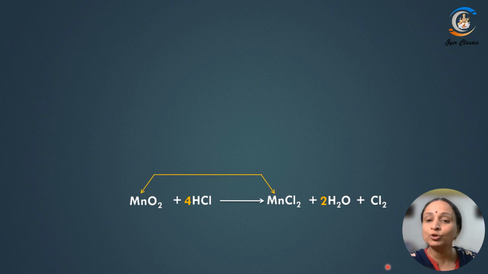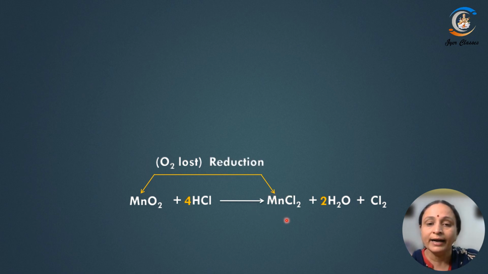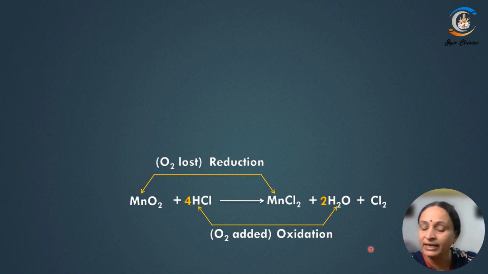And now I'm going to talk about the oxidation as well as the reduction. Manganese dioxide, as you can see, is losing oxygen to gain the chlorine. So you can see that here manganese oxide is reduced to manganese chloride. Hydrochloric acid is losing chlorine and gaining oxygen. So here there is gain of oxygen, so it is oxidation. Now let me know which is the oxidizing agent and which is the reducing agent. Yes, come on.